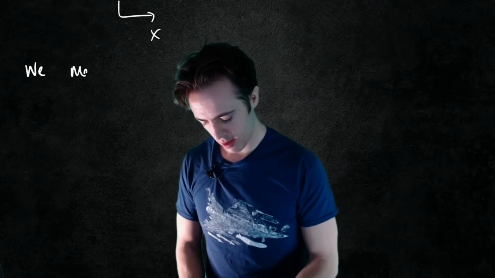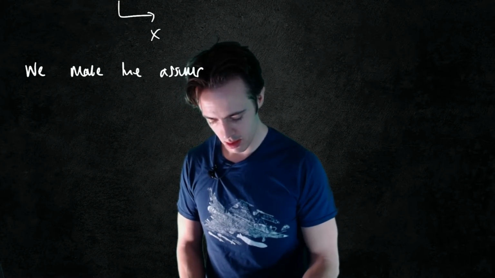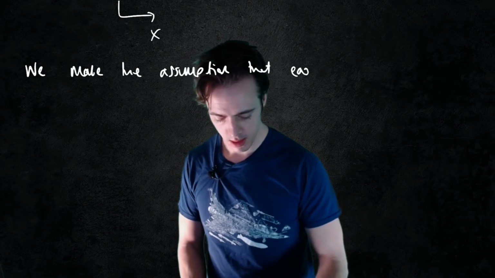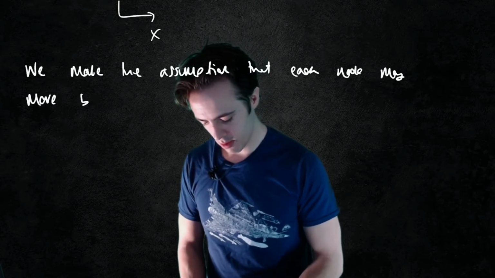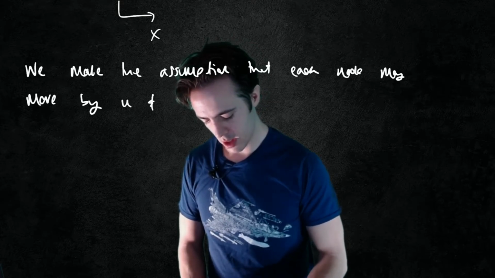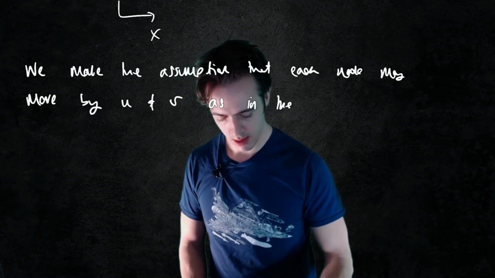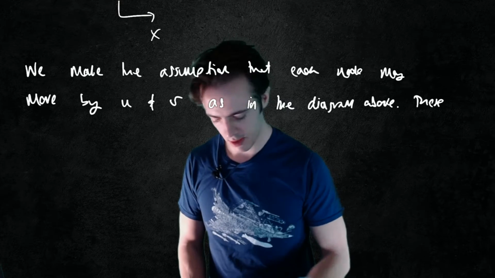So we make the assumption that each node may move by u and v, as in the diagram above. These are not the same for each node.